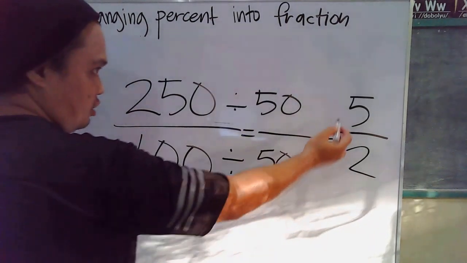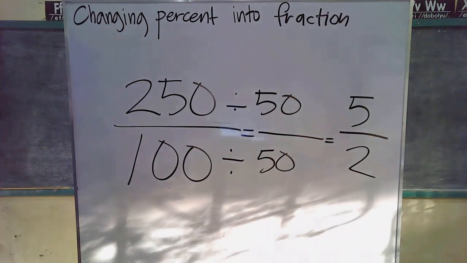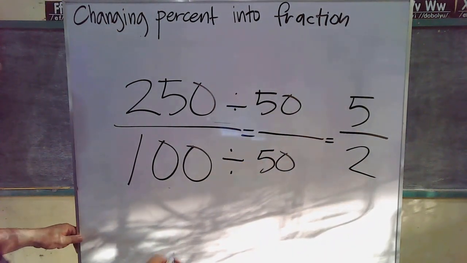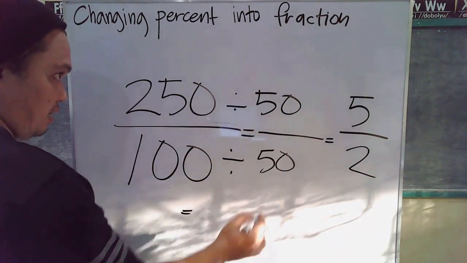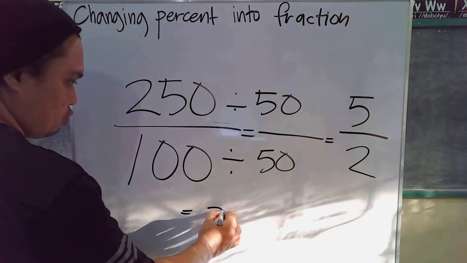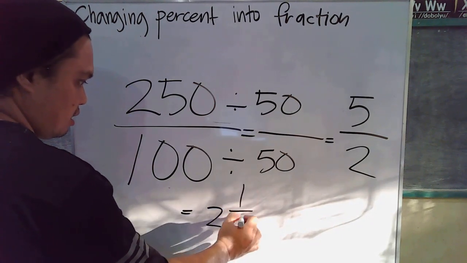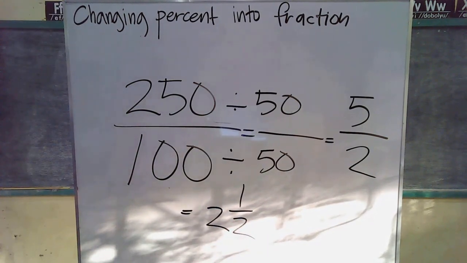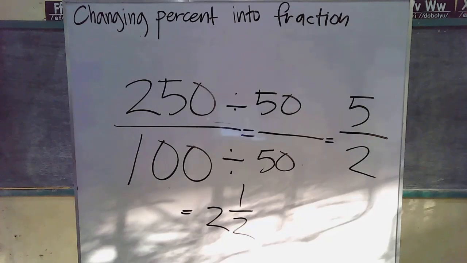And change the improper fraction into a mixed number. So we have here 5 divided by 2 is 2 and 1 half. Okay, so that will be our answer.